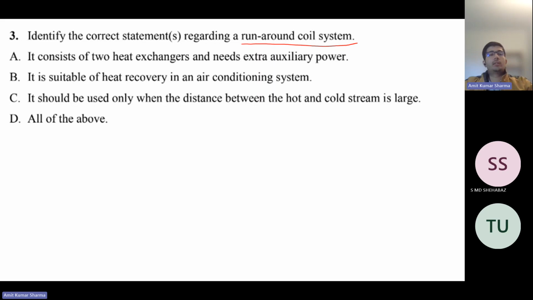So let's see the answer. Do we have any answer? Anybody?